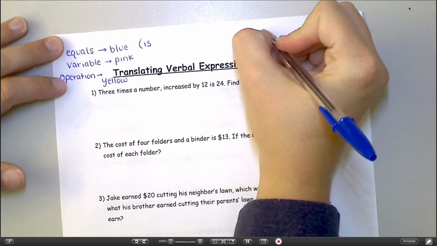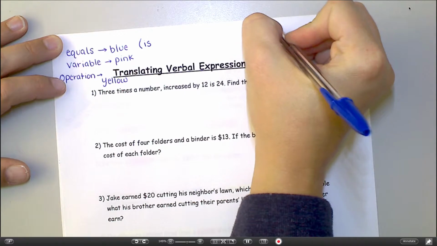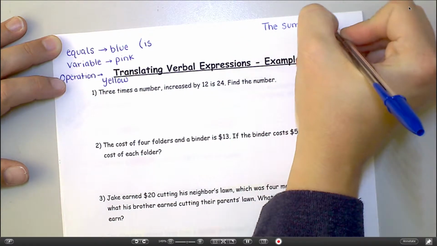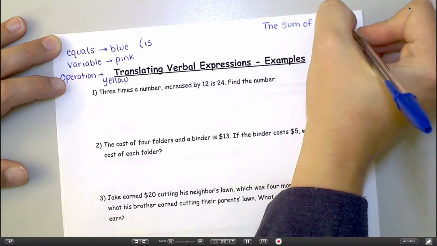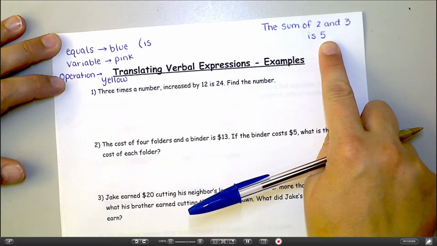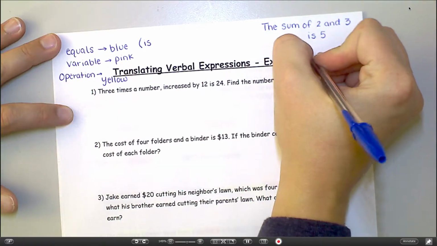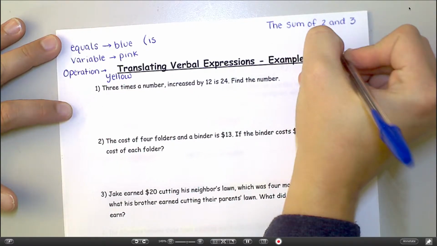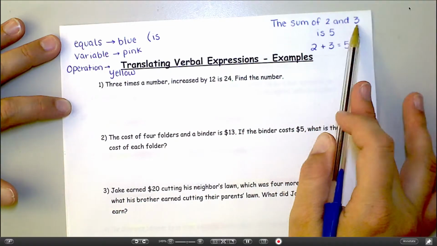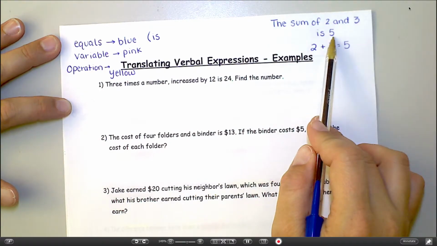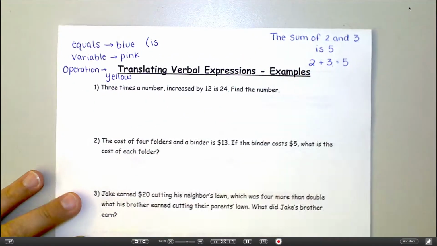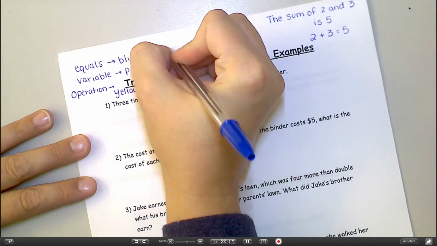Because if you think about it, like if I were to write the sentence, the sum of 2 and 3 is 5. That sentence, if I were to take that and write that as an equation, would look like this. 2 plus 3 equals 5. So the sum, that's your addition, 2 and 3 go there and there, is 5, equals 5. So is almost always your equals word. Now, is shows up in a couple of other forms.